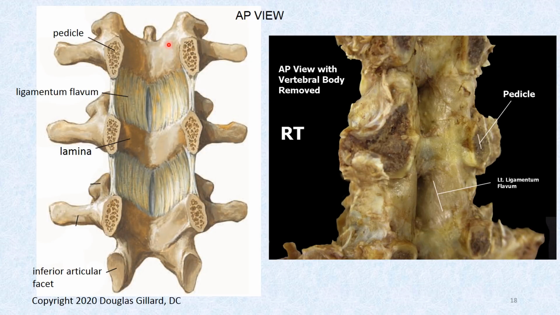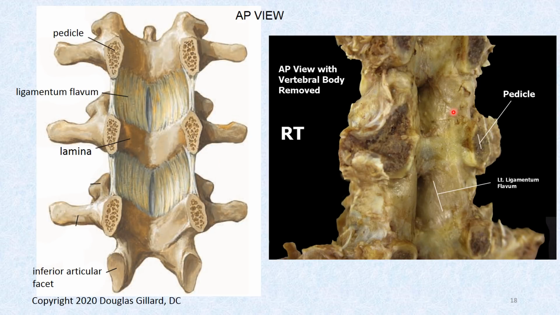But here you can see the lamina here and here. And you can see ligamentum flavum quite nicely. We'll talk about why it's yellow. In fact, ligamentum flavum means yellow ligament. So we'll talk about how it's kind of stretchy. It's springy, and we'll look at that here in a second.